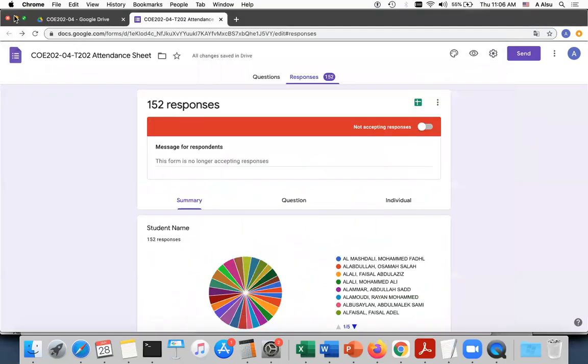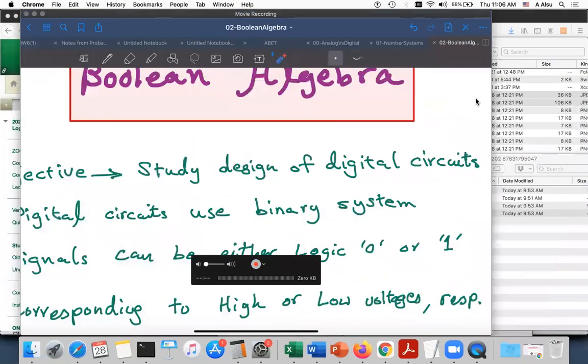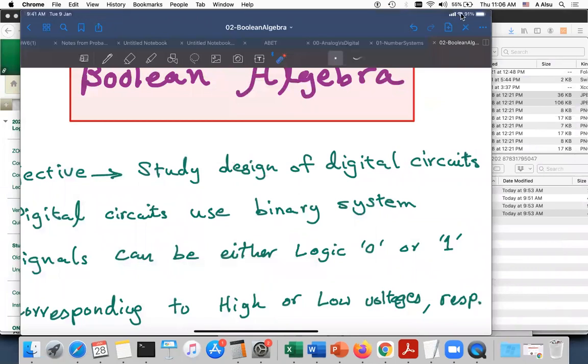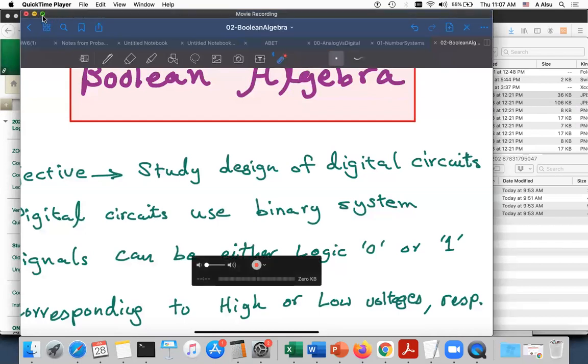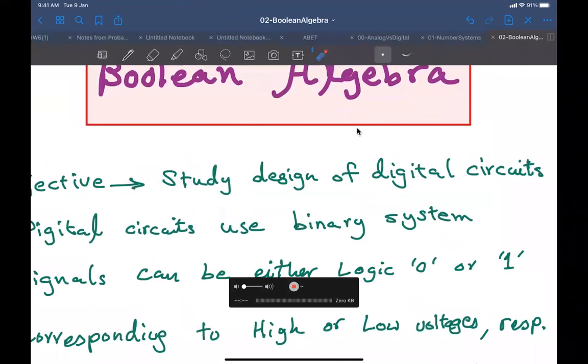Let me just minimize this. It's full screen. How do I make it full screen? Yeah, better now.